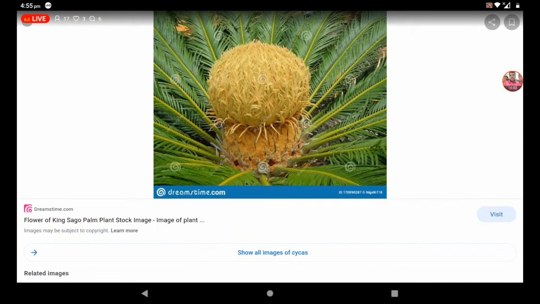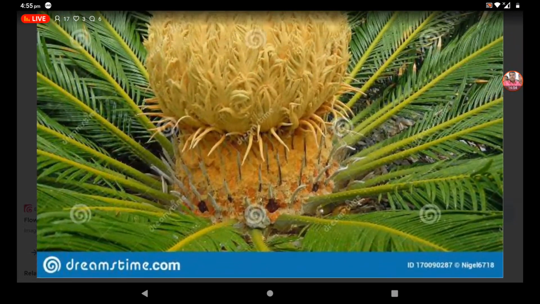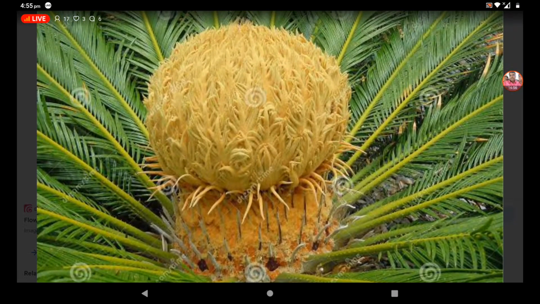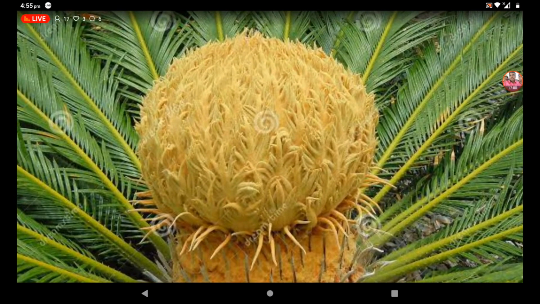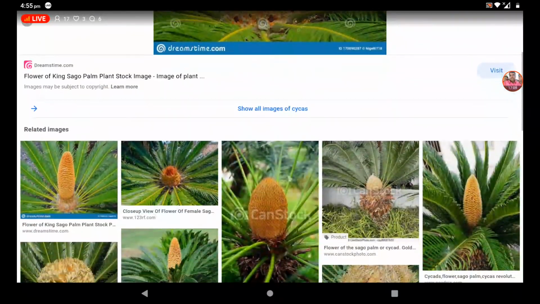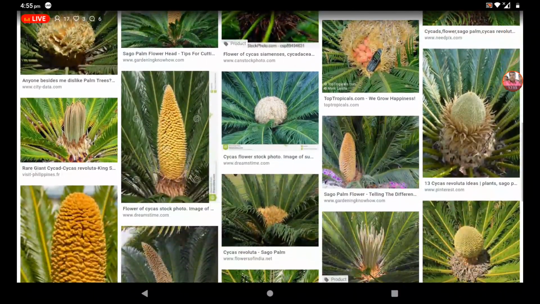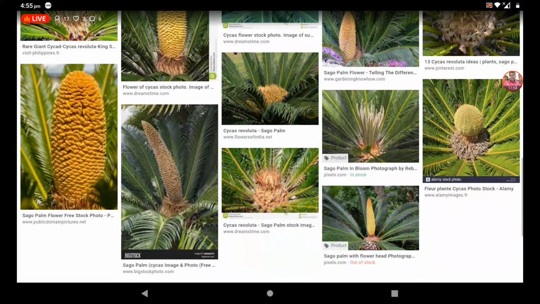It is a young female cone. You see that on the screen: a young female cone which is going to form the megasporangium, that is equal to ovule. If a grown ovule we take completely, that also we can take as one example.